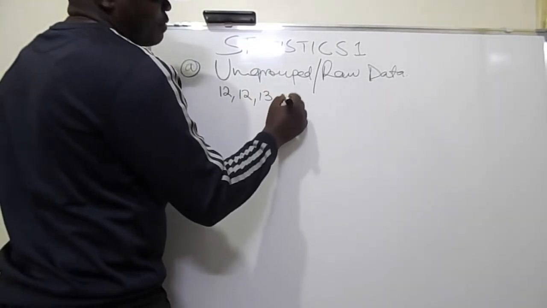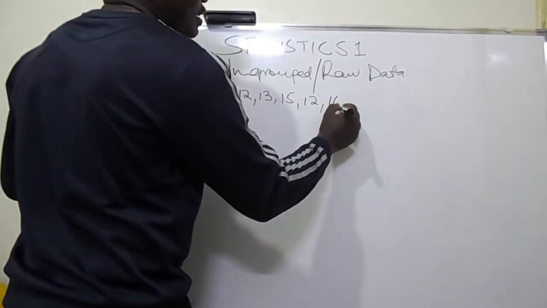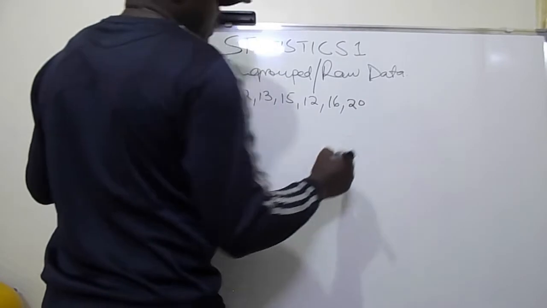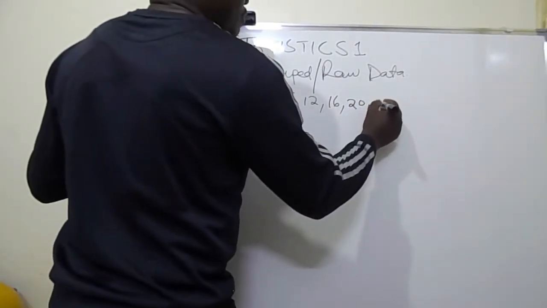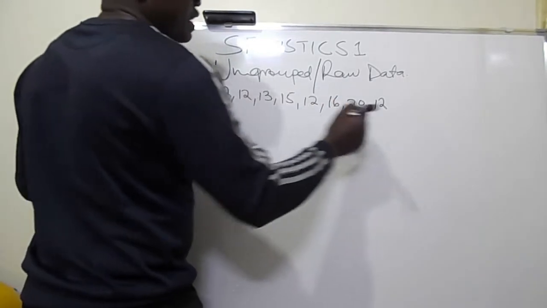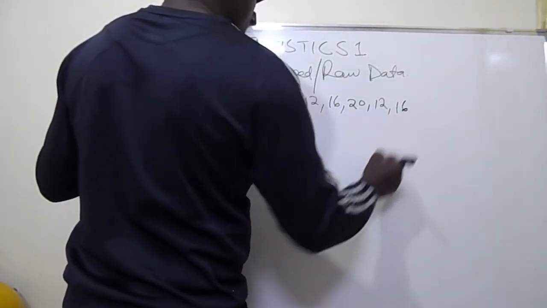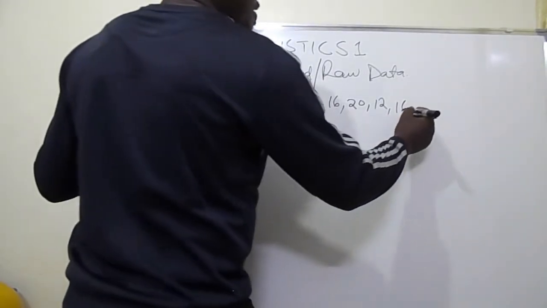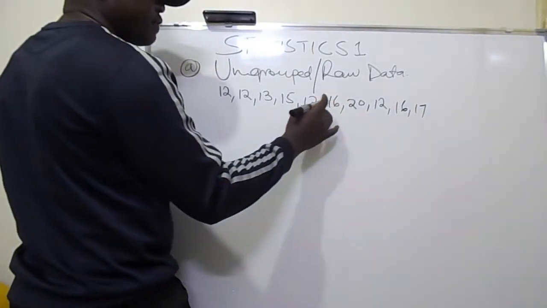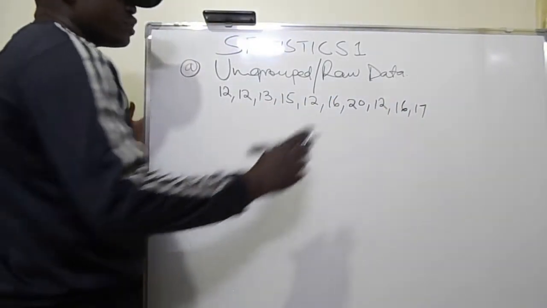Let's say, for example, we have a number like 12, 12 again, 13, then 15, then another 12, then 16, then 20, then another 12, then another 16, then another 17. That makes 10 numbers. I needed 10 numbers.